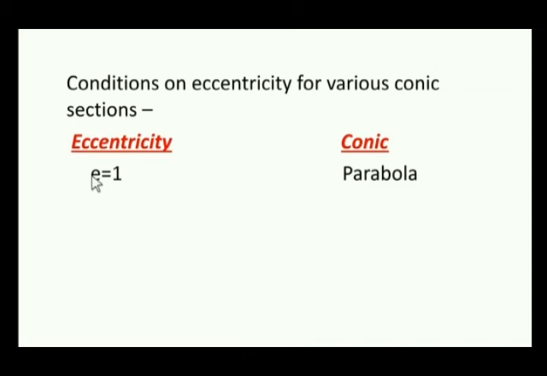Conditions on eccentricity for various conic sections. These are the conditions which are very important. It is related to the entry test. You should remember that when eccentricity is 1, the conic will be a parabola. When eccentricity is less than 1, the conic will be an ellipse. So you should remember that eccentricity for an ellipse is less than 1. If eccentricity is greater than 1, the conic will be a hyperbola.